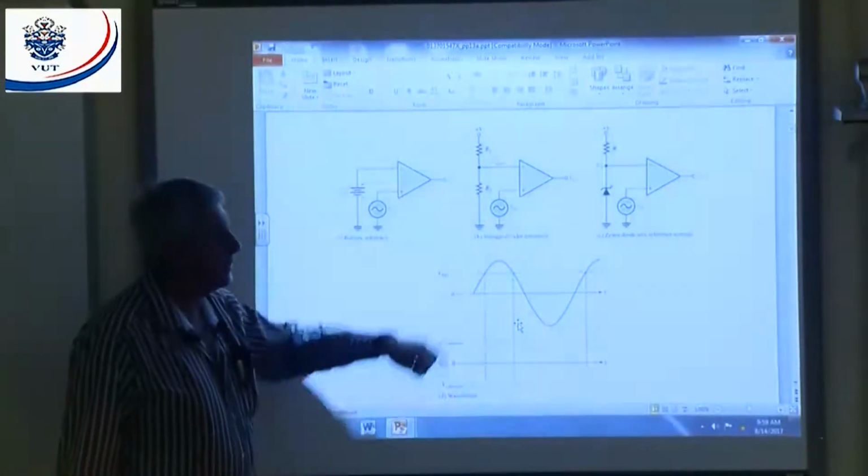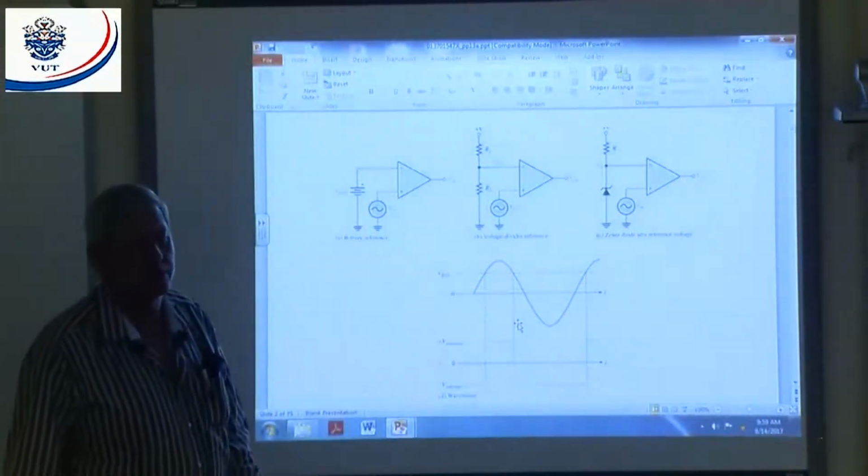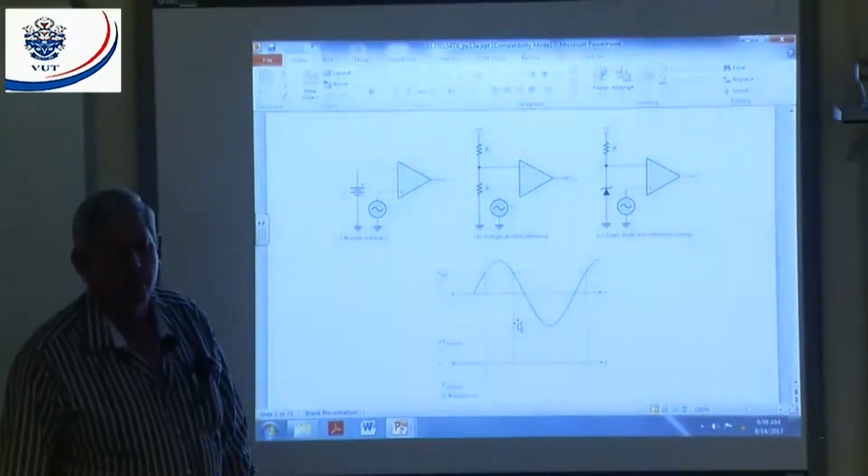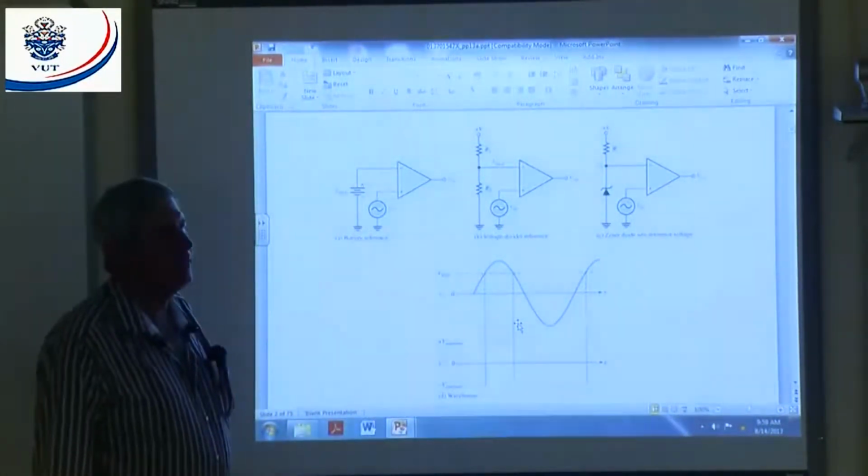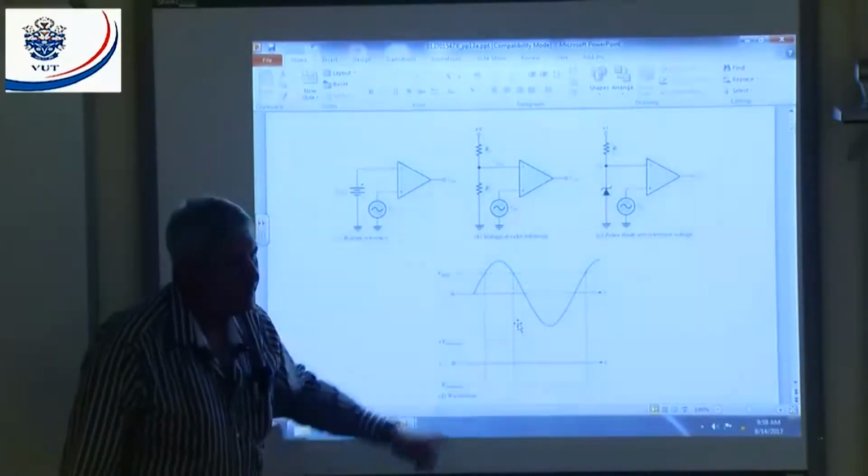If I apply a negative in here, what should the output be? It should be negative. What is the output here? Negative.